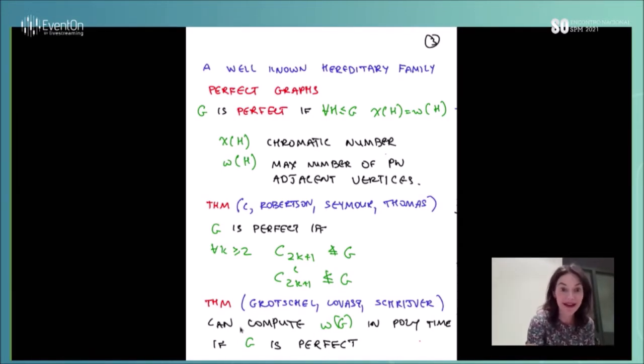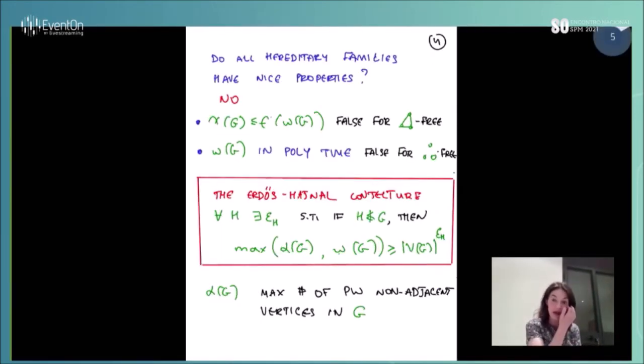That's still open. And the reason I spent a few minutes talking about this is because it's one of my favorite problems, so I want people to hear about it. Okay, so this is perfect graphs. This is just some advertisement for the field of induced subgraphs. And what you were supposed to learn from that slide is that some hereditary families are very nice.